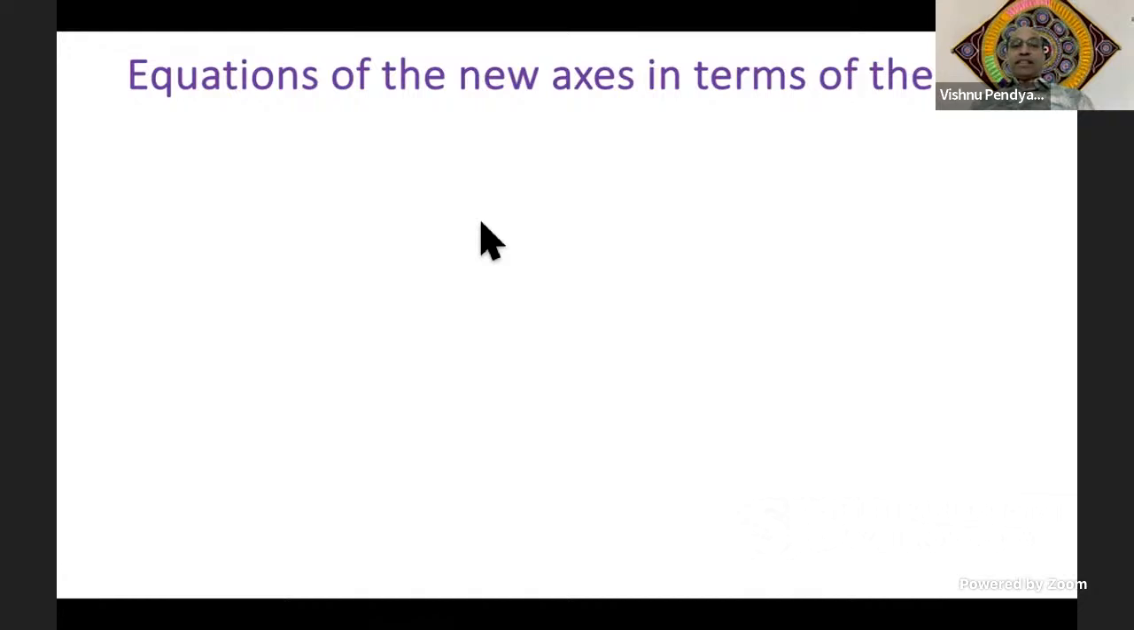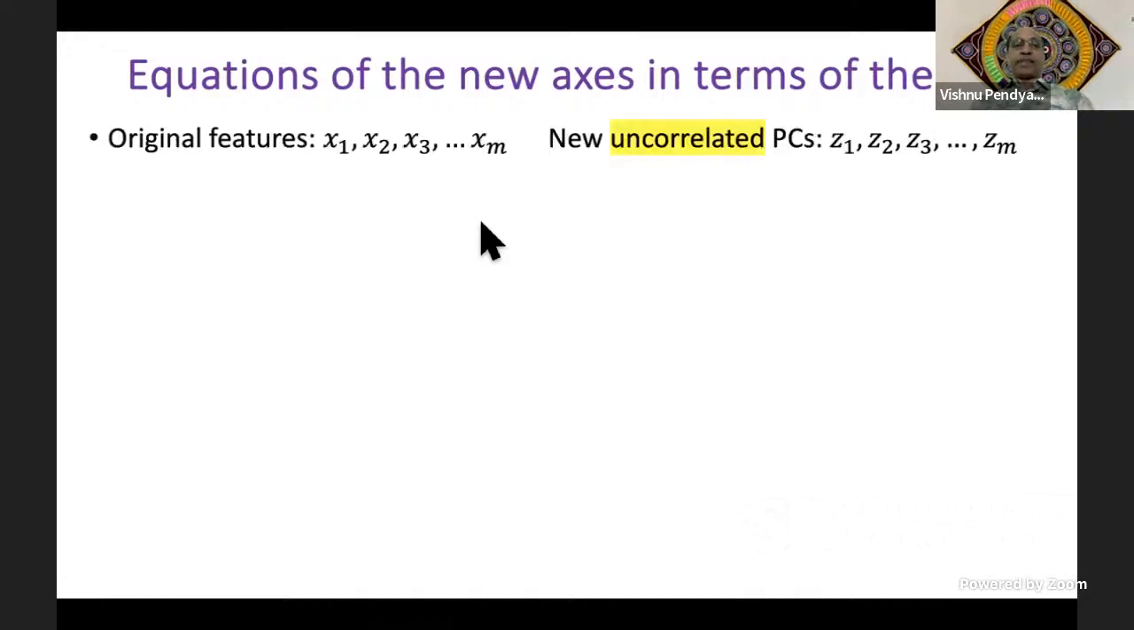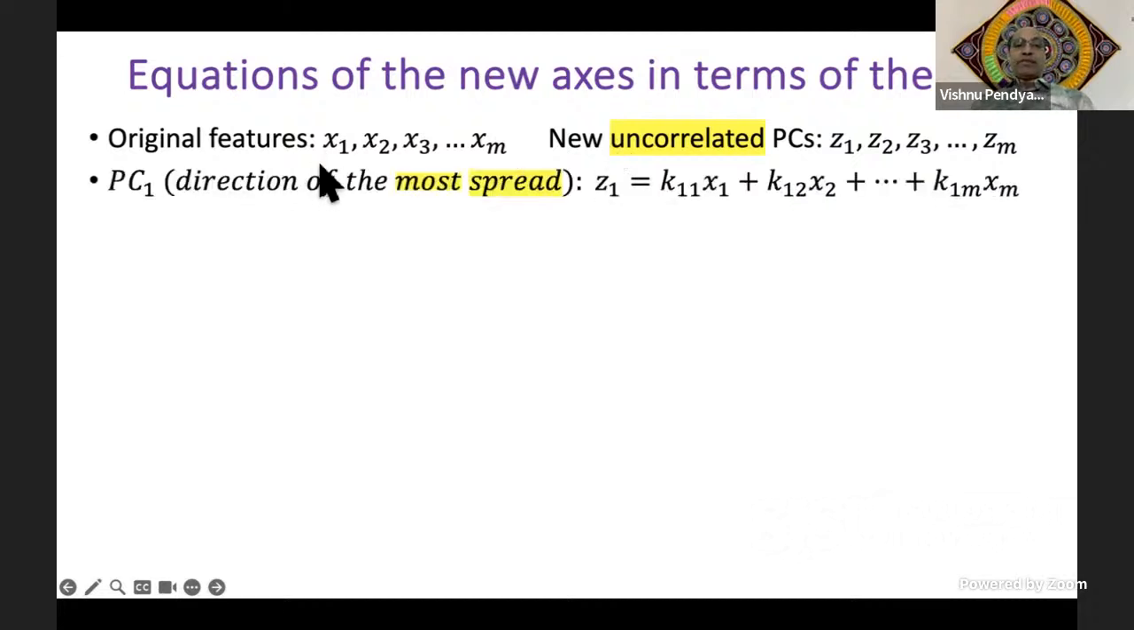Now, how do we express the equations of the new axis in terms of the old? The original features are x1, x2, x3. The new uncorrelated features are z1, z2, z3, and so on. PC1, the direction of the most spread, is given by z1 equals k11 x1 and so on, where x1, x2, x3 are the original features. You have to remember one thing: we are inventing a new feature space. So when the coordinates change, the data values will also change, right? We need to recompute the data items in the new feature space. How do you recompute? By using these equations.